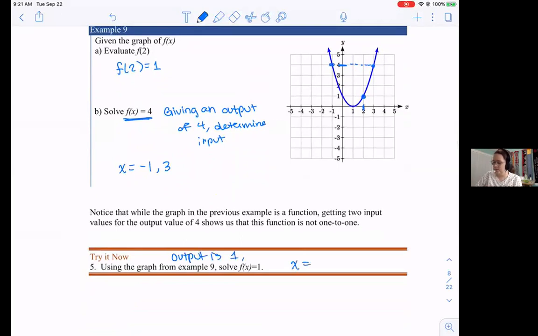So x would be 0 and 2. We have 2 possible inputs that yield the same output. So is this quadratic function 1 to 1? The graph shown, is it 1 to 1? Send it in the chat.